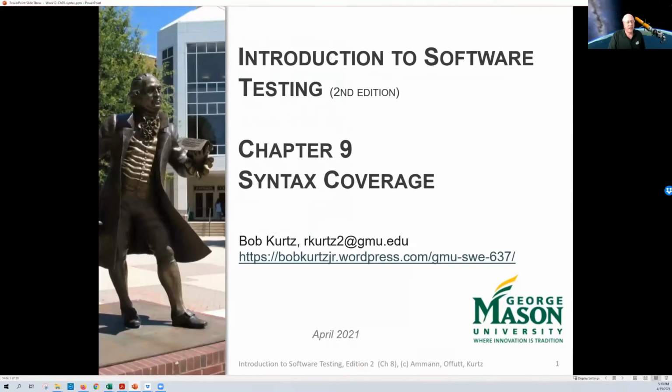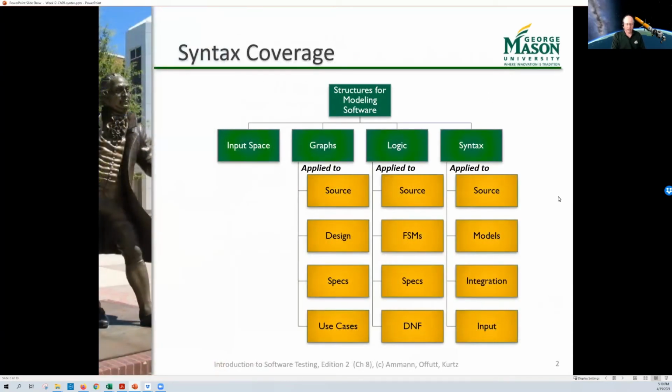All right, so let's dig into this week's lecture topic material. This week we're talking about syntax coverage. And so where are we on our graph? Well, here we are over on the last topic, syntax. We're going to be looking in class just at applying this to source code, but there's any number of things that you can apply this to. But kind of in keeping with my practical take on the things that we're doing, we're going to be primarily looking at source code.